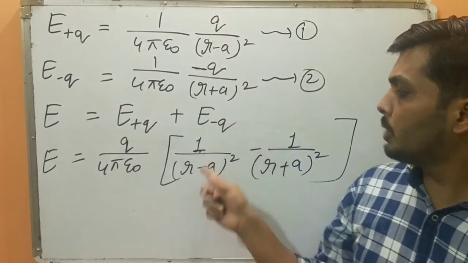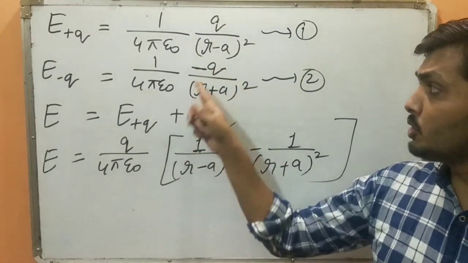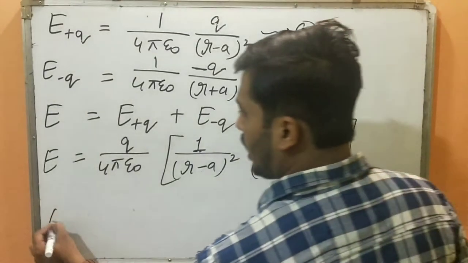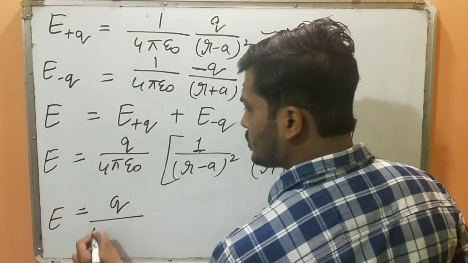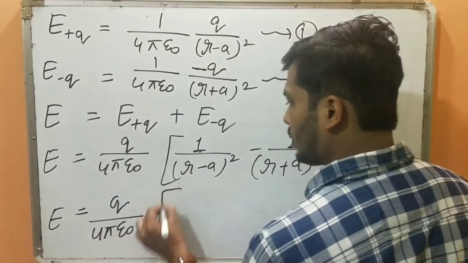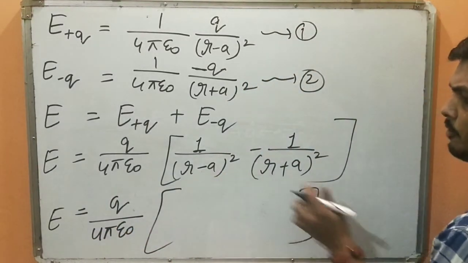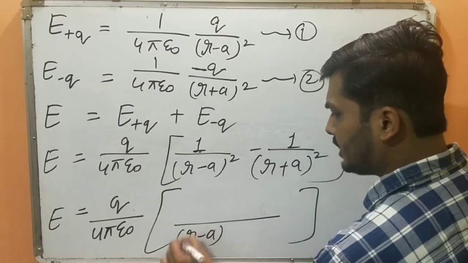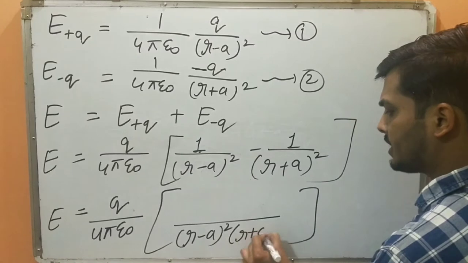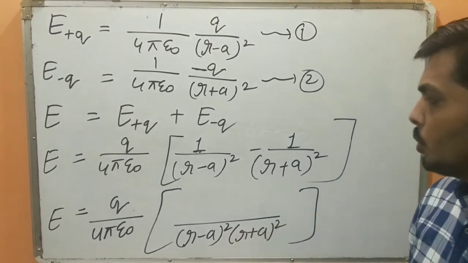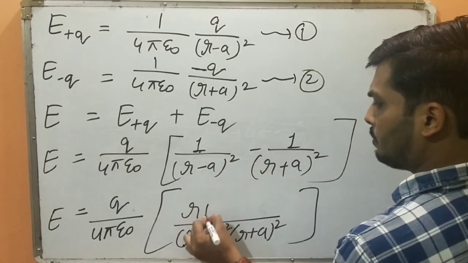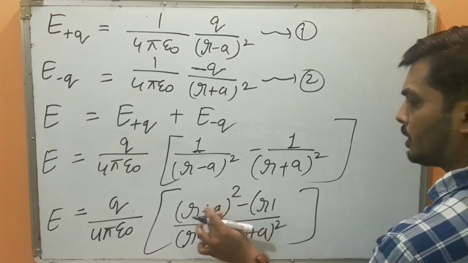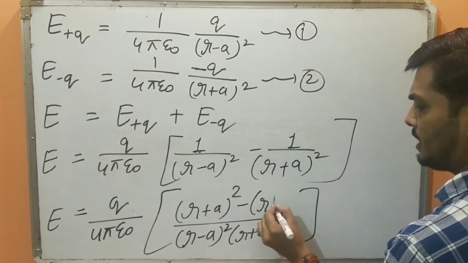Take it common and keep it outside the bracket. So what will be inside? 1 divided by r minus a square, plus of minus will be minus 1 divided by r plus a the whole square. So now go on solving this equation. Now see your students, LCM of r minus a square and r plus a square will be what? R minus a square and r plus a the whole square. Yes or no? And now cross multiply. This will be r plus a the whole square minus r minus a the whole square.